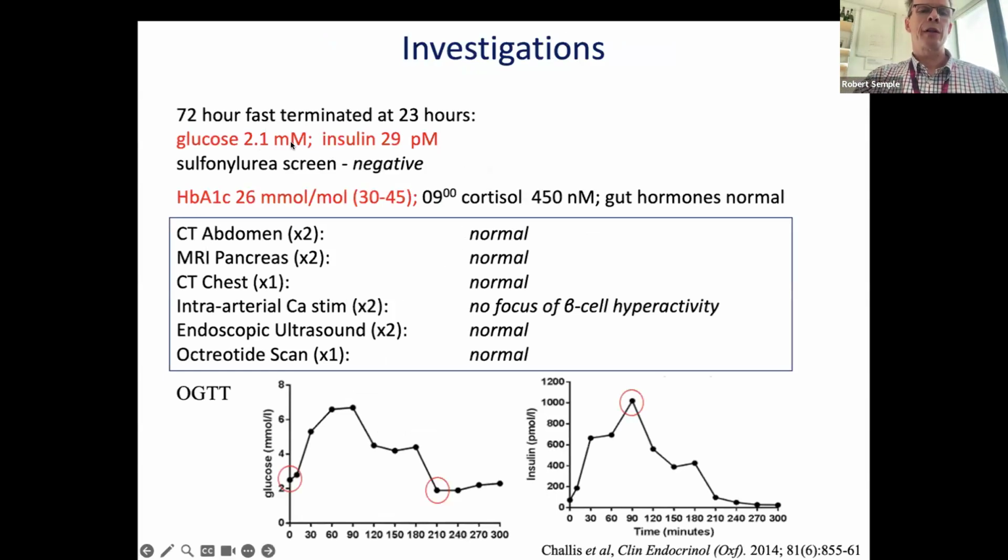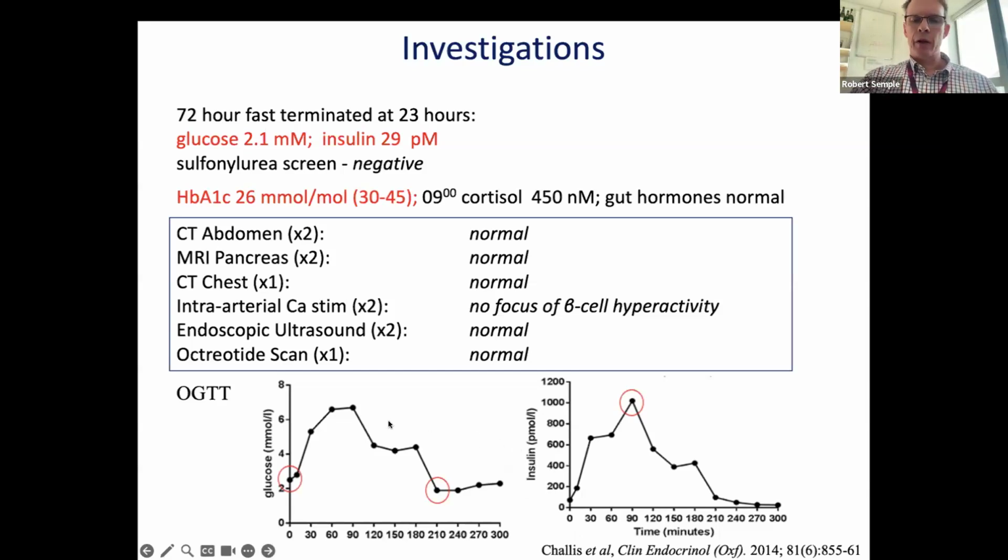As you can see, it looked as if she did have insulin-driven hypoglycemia. She had a low HbA1c. They went at her pretty hard, I think it's fair to say, if you look at this range of investigations. And then she came across to us, and this was really Ben Challis who did a lot of this work in Cambridge.